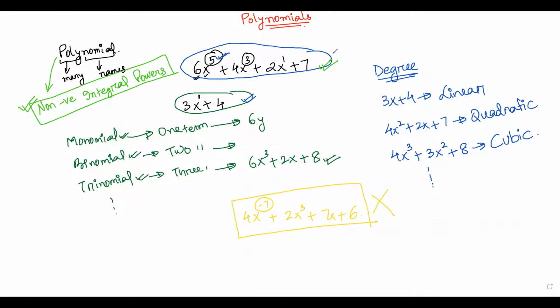Also, a polynomial can be written as p of x, that is, a function of x, since in this case the only variable is x. In a similar way, if the variable were a instead of x, the polynomial could have been written as p of a. So here the variable is y, so this can be written as p of y, and so on.